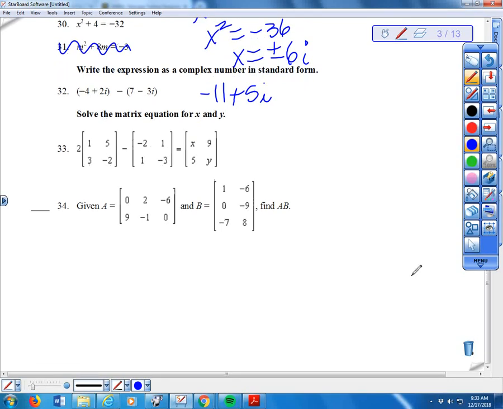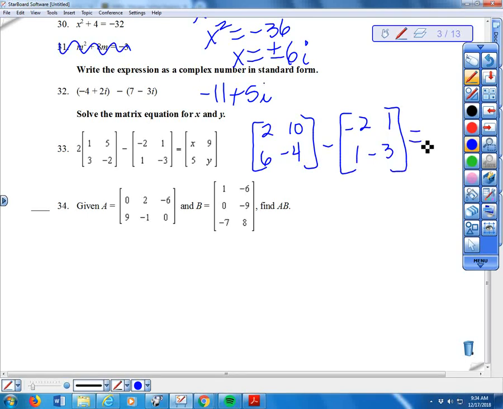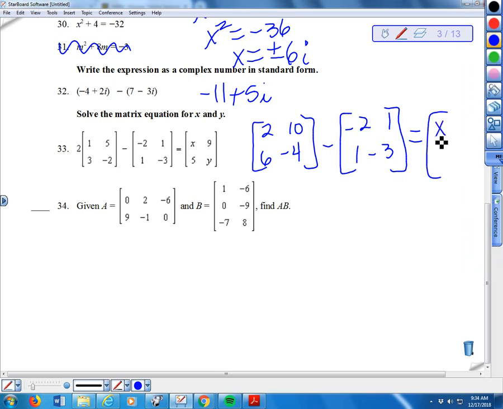Solve the matrix equation for x and y. Well, I have 2, 10, 6, negative 4, minus negative 2, 1, 1, negative 3, equals x, 9, 5, and y. So I'm interested in the top left, the bottom right. The top left is going to be 2 plus 2, so x is 4. And the bottom right is negative 4 plus 3, negative 1.